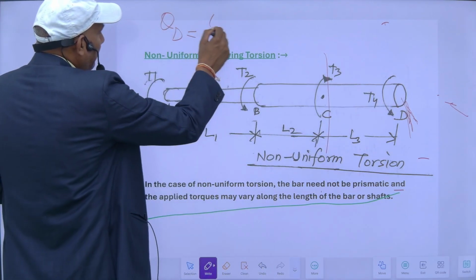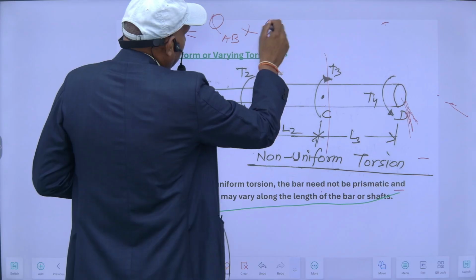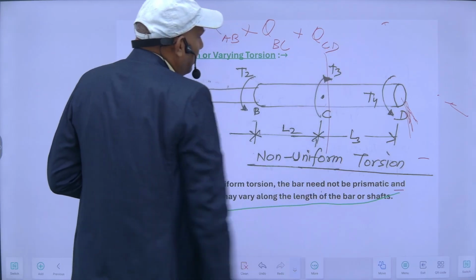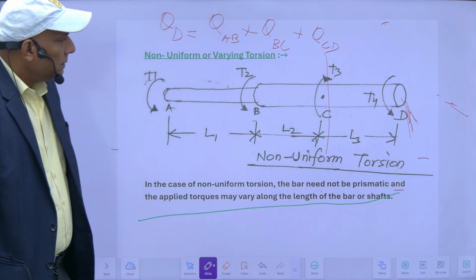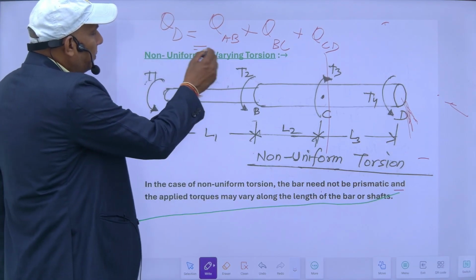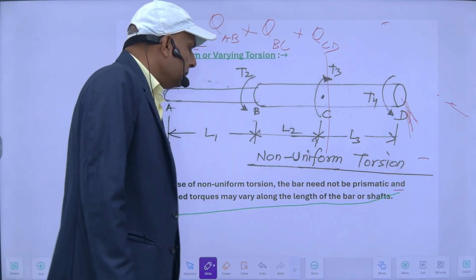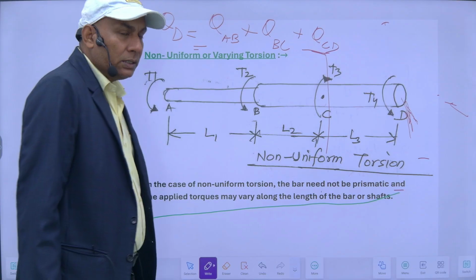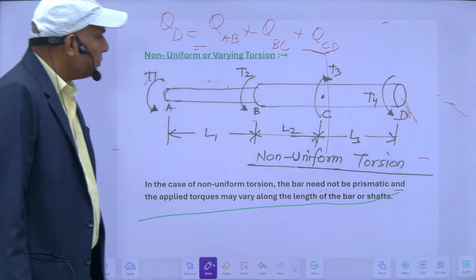So it will be theta for the AB portion plus theta for the BC portion plus theta for the CD portion. So my total angle of twist will be the sum of all the different regions. For the same direction it will be positive, and if the torque acts in the other direction, it will be negative. Whatever the total sum of all the angles of twist is, that will be the final total twist at this point.